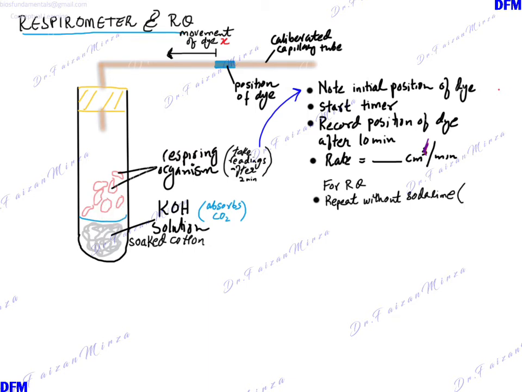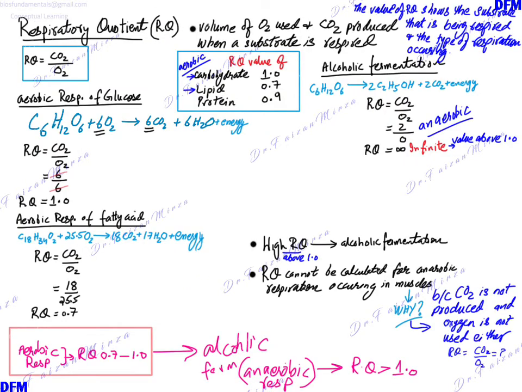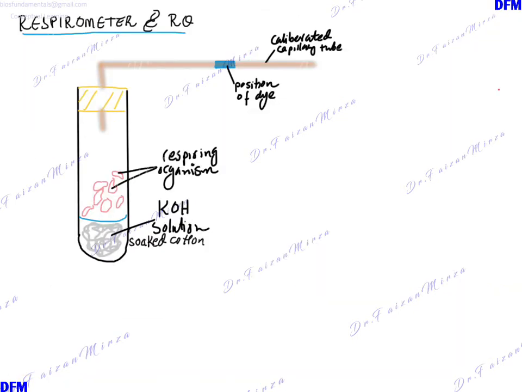Now, once the respirometer has helped you calculate the rate of respiration, what further can you do? You can calculate the respiratory quotient as well. We know what respiratory quotient is and how we calculate it. We just take the volume of carbon dioxide and divide it by the volume of oxygen. In this case, we know how much carbon dioxide is produced by weighing it, so we can use this formula.